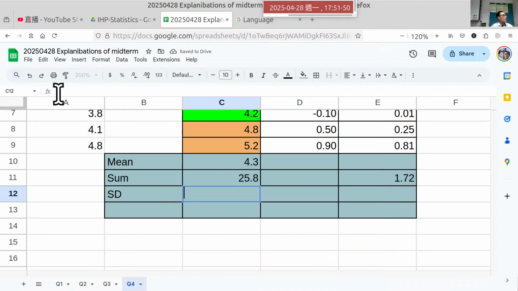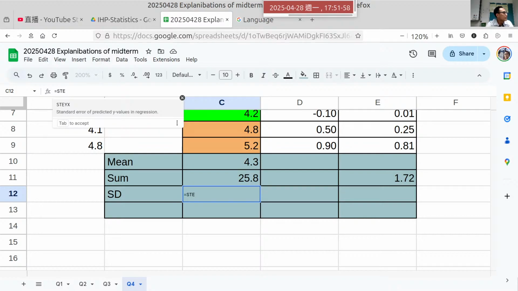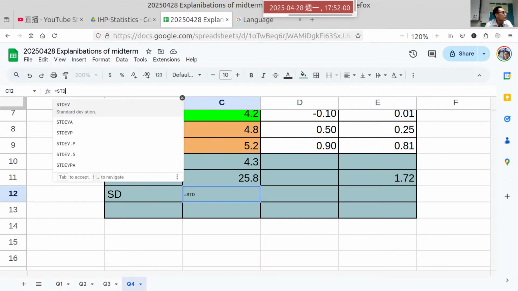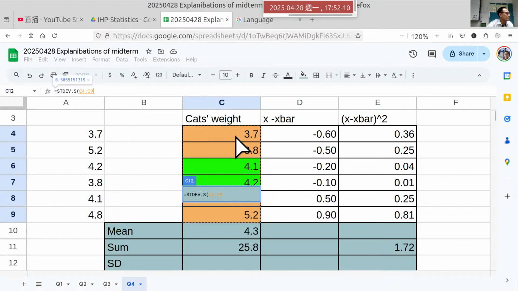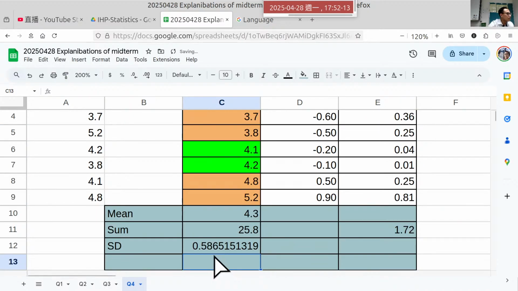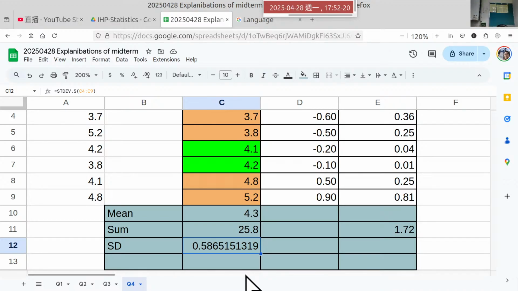Standard deviation, we can use this here, equals standard deviation, simple, okay? And from the range here, okay, check it. Understand? Okay.